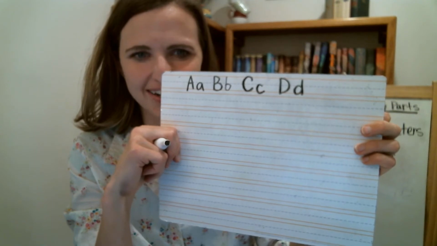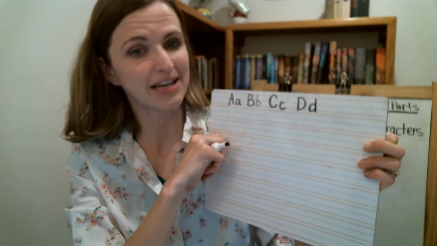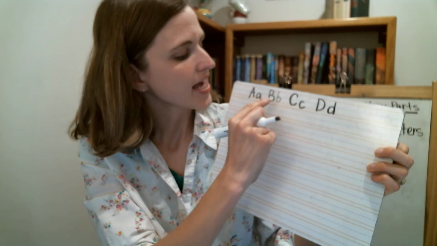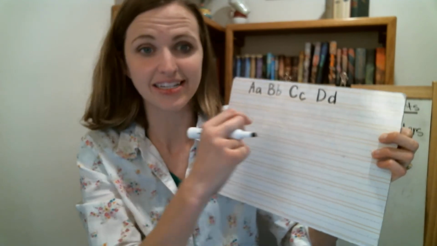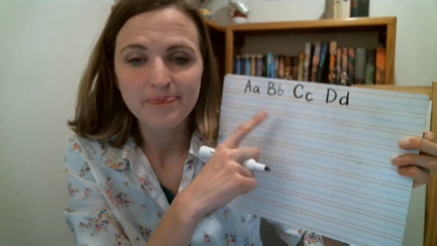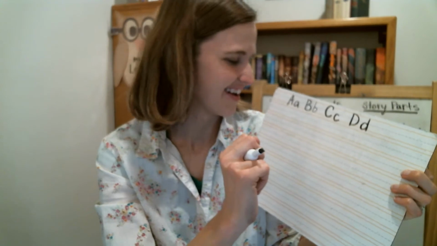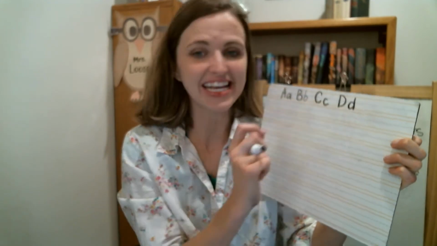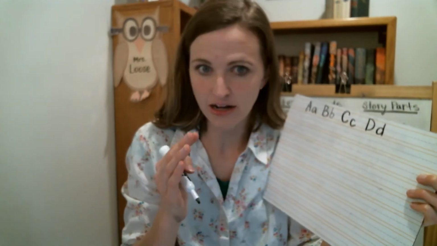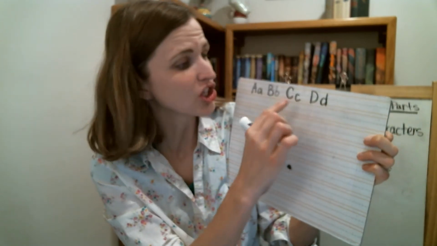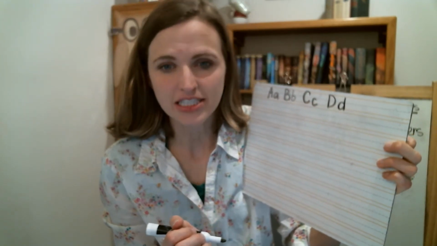Good work. Let's say the names of these letters. A, B, C, D. Let's make the sounds. A, B, K, D. Nice. Right. Now, B and D are confusing. Their sounds are close, and the lowercase looks so much alike that I want to teach you a little trick.